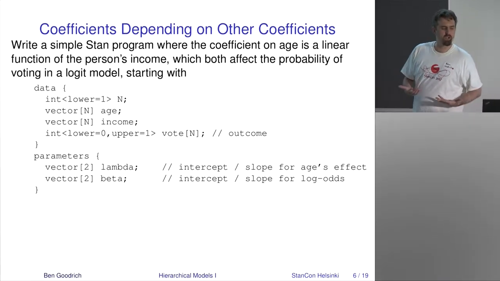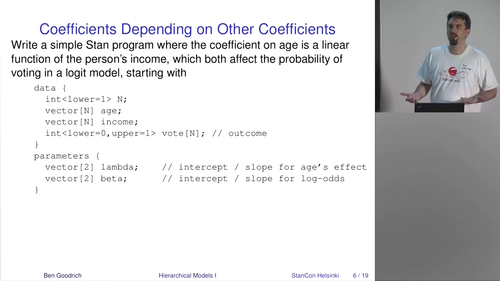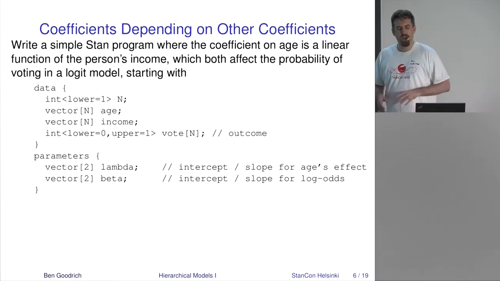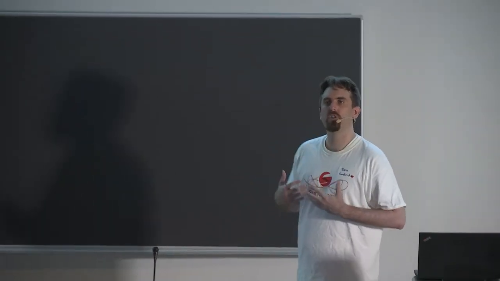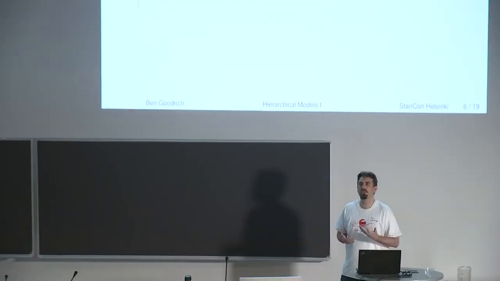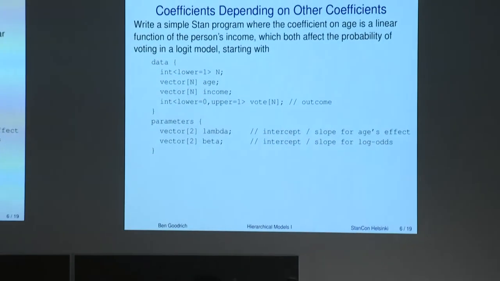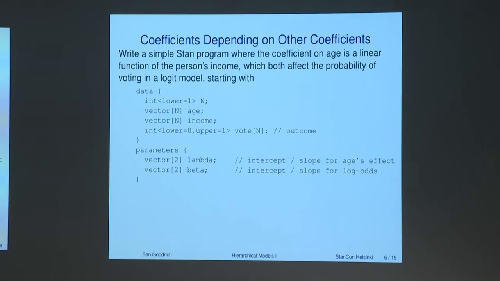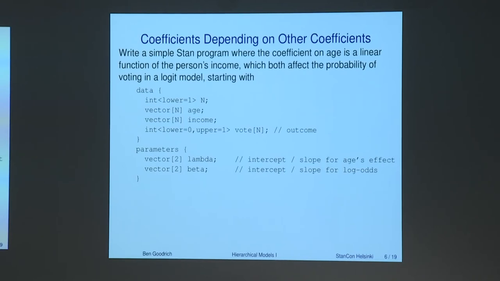And we have two predictors, the age of the person and the income of the person. And so that would be pretty straightforward. One here is the coefficient on age. We want to make that a linear function of the person's income. So this might be a model where we think rich old people behave differently than poor old people, but we want the coefficient on age to be a function of the person's income. And so a linear function is going to have an intercept and a slope.